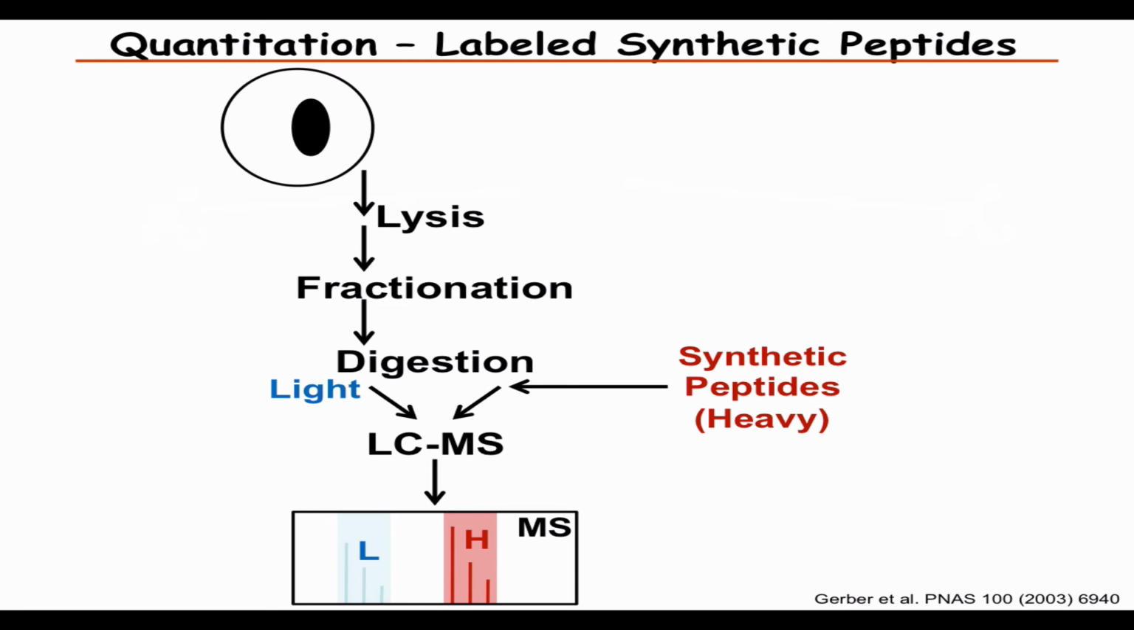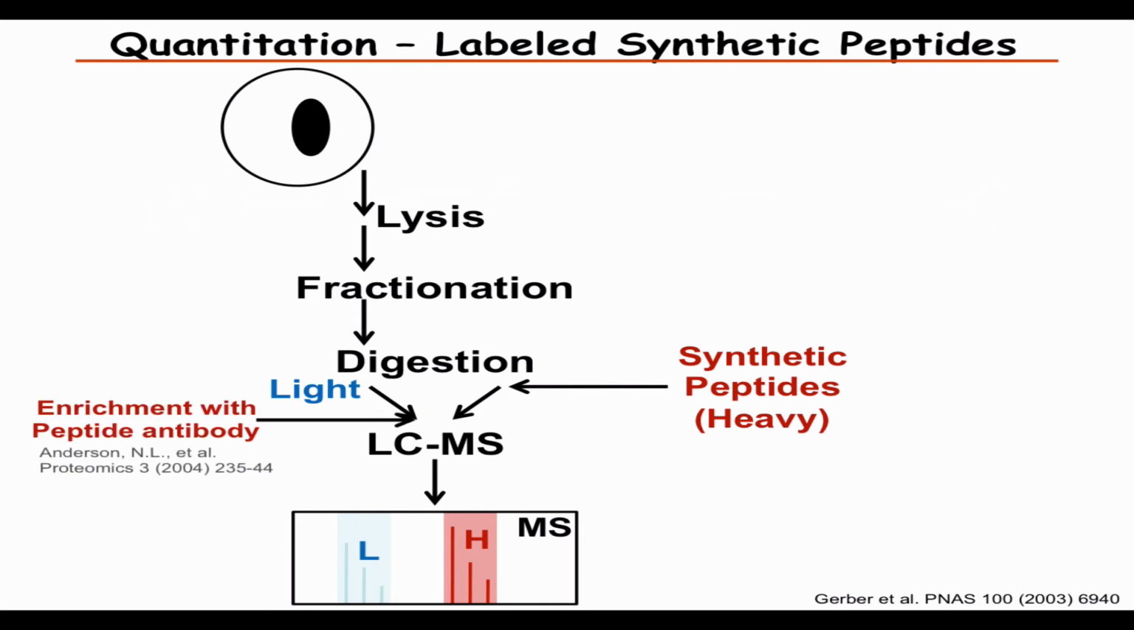Then one variant of that is that you synthesize heavy peptides and you mix them in after the digestion, and get again, so as an internal control. But the problem here, which a lot of people have seen, is that it's asymmetrical. So here you digest your sample, but the peptides you mix in. One thing that you can add here is also a peptide antibody enrichment step.